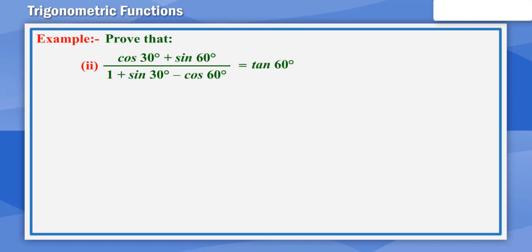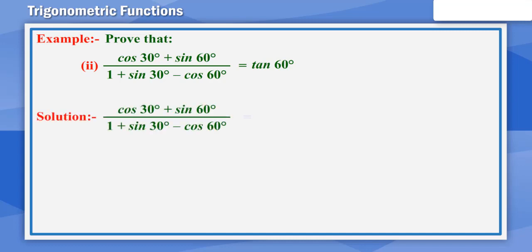Taking the second part, cos 30 degrees plus sin 60 degrees divided by 1 plus sin 30 degrees minus cos 60 degrees is equal to tan 60 degrees. Putting in the values, this becomes equal to cos 30 degrees is root 3 by 2 plus sin 60 degrees is root 3 by 2 divided by 1 plus sin 30 is 1 by 2 minus cos 60 is 1 by 2.